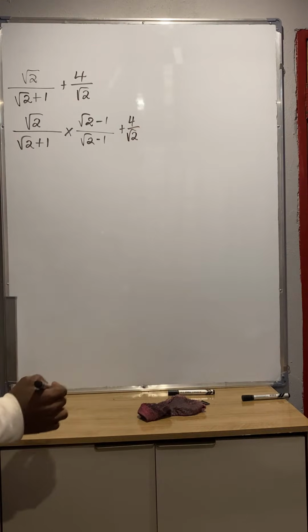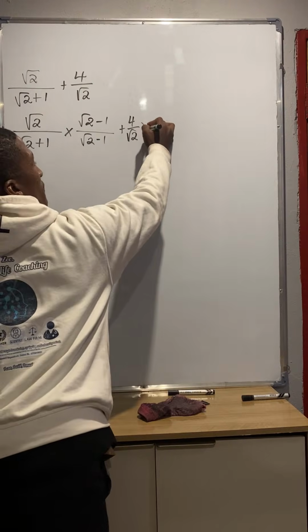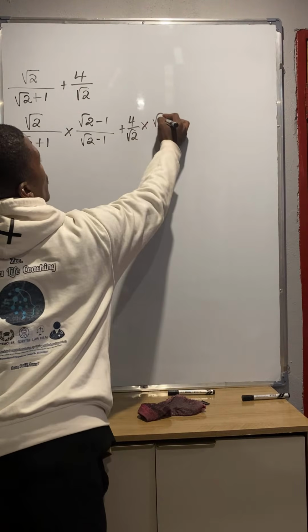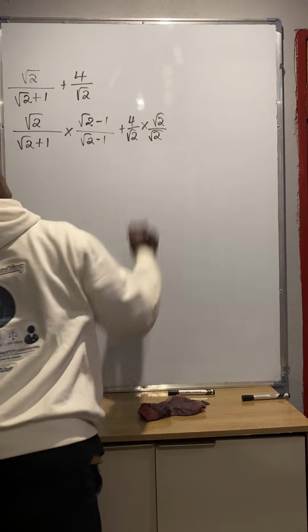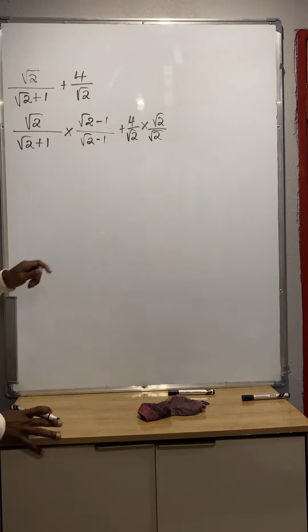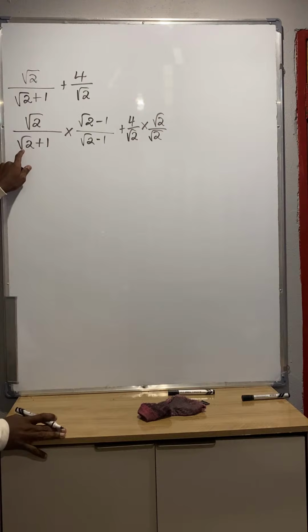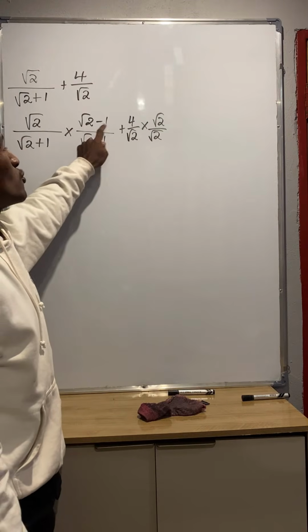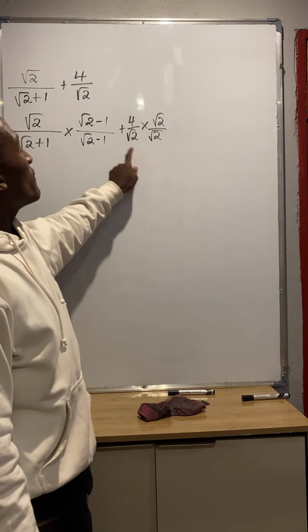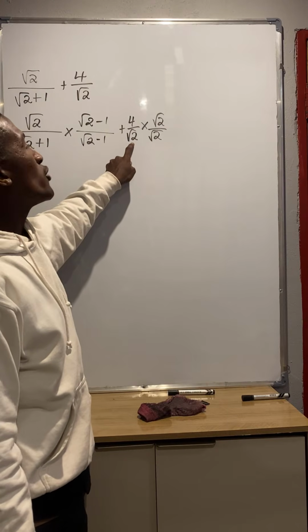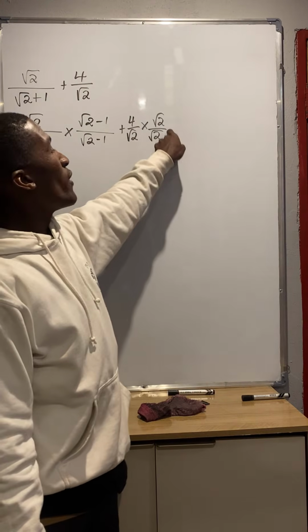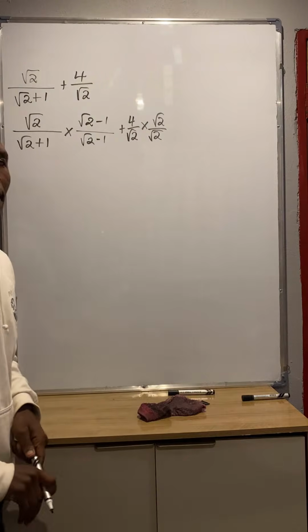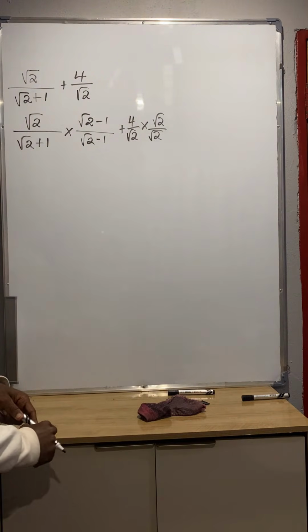Then with this one, family, because here it's only the square root of 2, you are going to multiply by the square root of what? Of 2. If it's square root of 2 plus 1, you are going to multiply by square root of 2 minus 1. But if it was 4 over square root of 2, you are simply going to multiply by square root of 2 over the square root of 2, family. Remember, whenever you multiply the same things, they cancel each other.